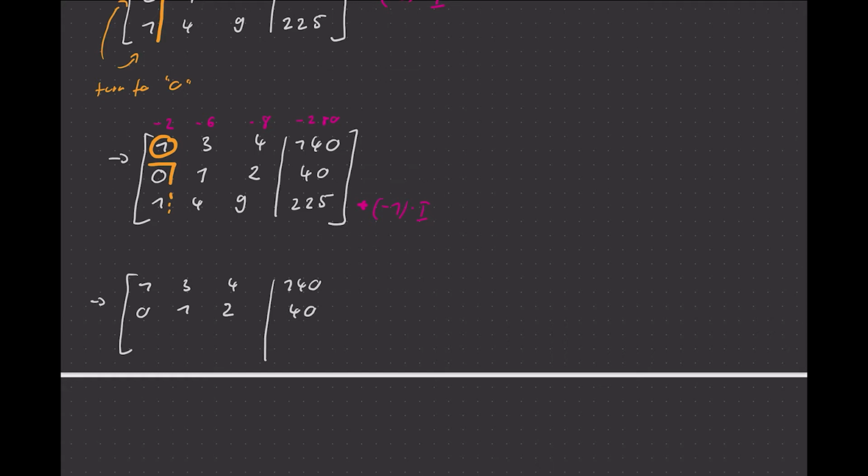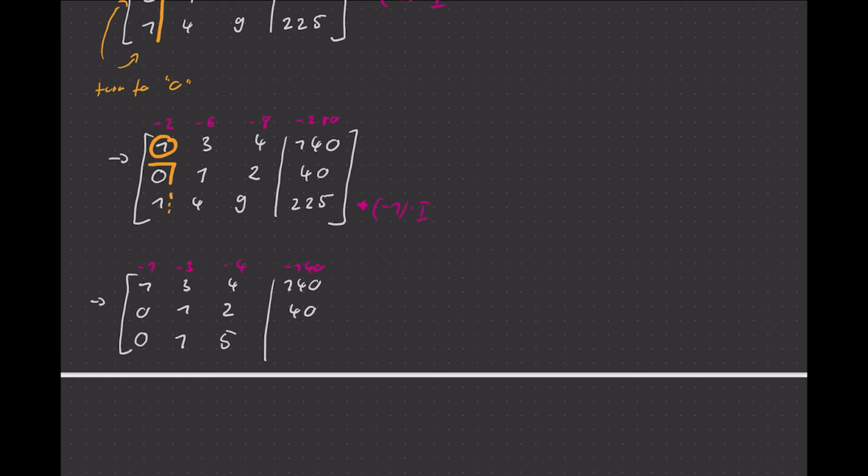-1 times the first row, that is -1, -3, -4, and -40. And adding that to the third row yields, well, 1 minus 1 is 0. That was the intention of that step. 4 minus 3 is 1. And 9 minus 4 is 5.